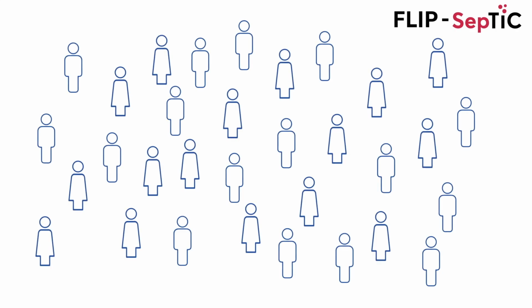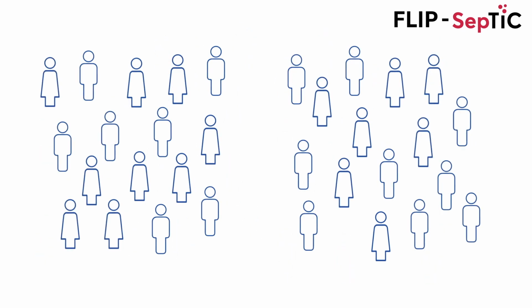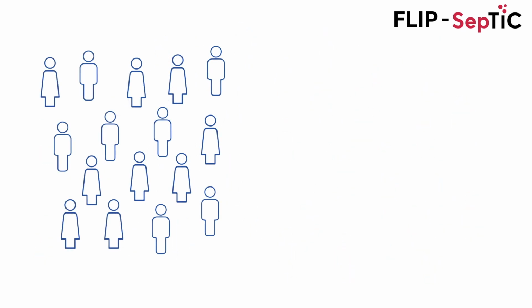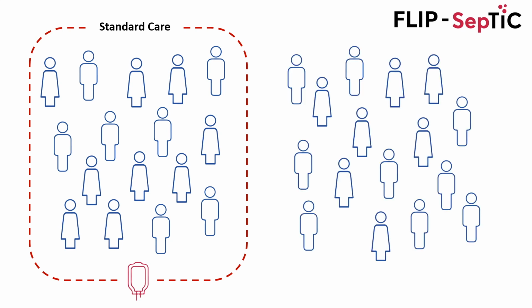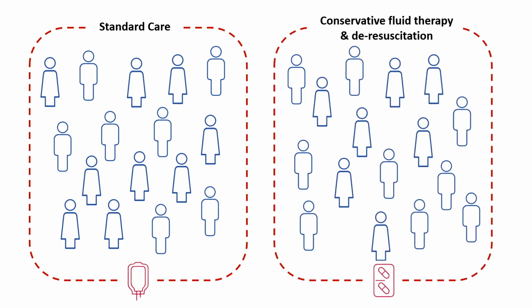Within the fluid domain of the SepTiC trial, patients with sepsis will be randomised into one of two groups. The first group will receive a fluid strategy based on standard of care, where fluid will be used in the same way that it is in standard clinical practice. The second group will receive a more conservative fluid approach, using less fluid and removing excess fluid with drugs called diuretics.